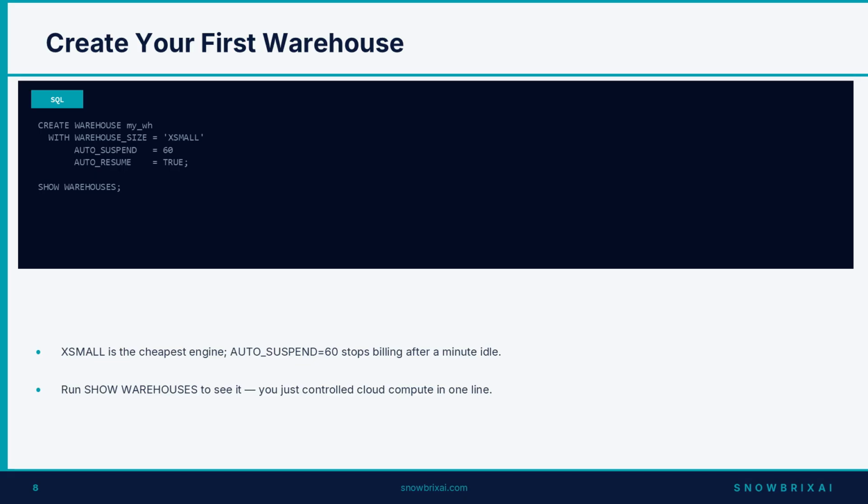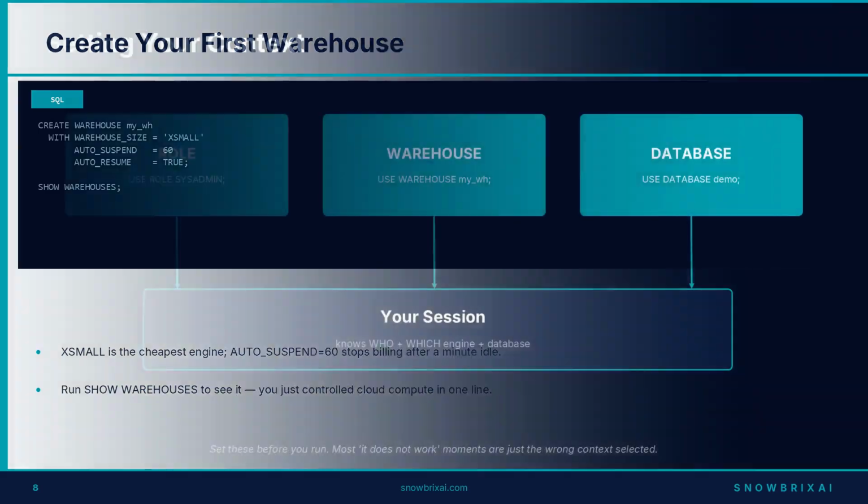Extra small is the cheapest engine there is. Auto suspend equals 60 means after 60 seconds of sitting idle, it shuts off and stops billing. Auto resume means it wakes up automatically the moment you run something. Then run show warehouses and there it is in the list. You just turned a cloud engine on and gave it a safety switch all in one line.